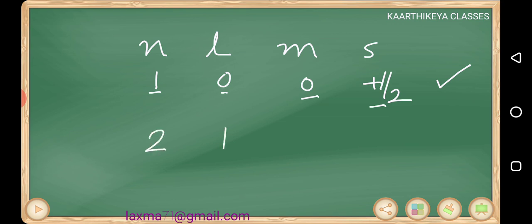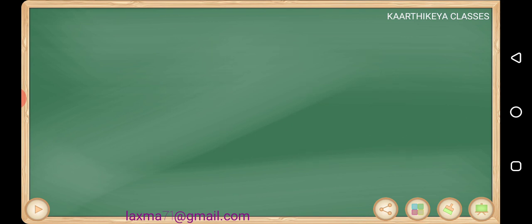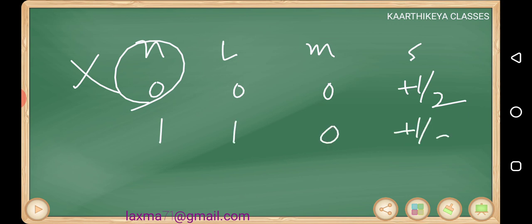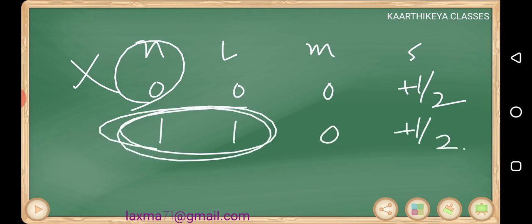2 1 0 minus half, is it possible or not? When n is 2, l can be 1, when l is 1, m can be 0, and spin can be minus half. So this is also a possible set. Now 0 0 0 plus half: n value can never be 0, so it is not possible. 1 1 0 plus half: n and l values can never be the same, so this is also not possible.